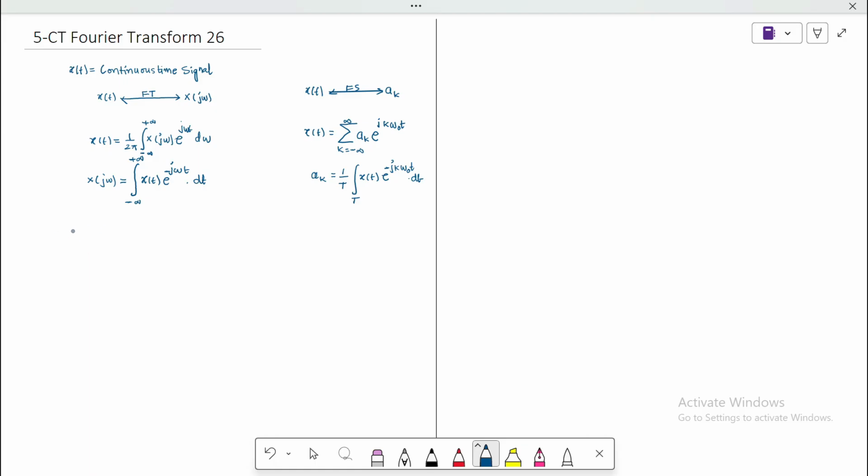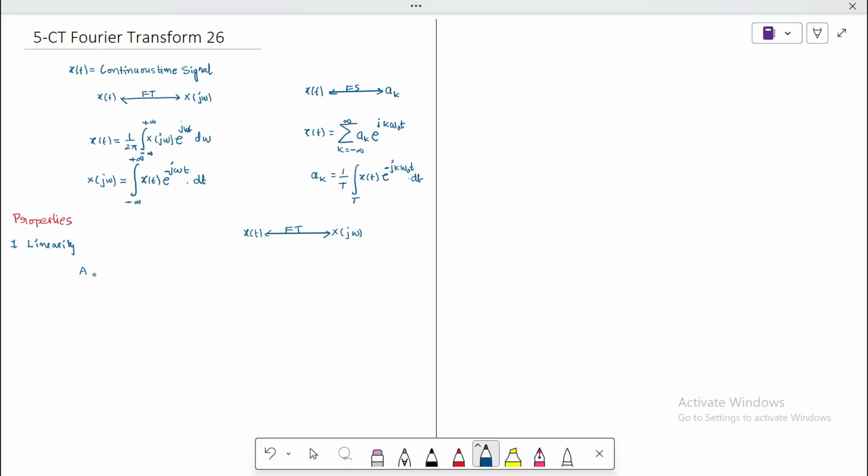So first of all, we have to finish the properties of the continuous Fourier transform. Then we go for the formulas. In one table, we will write. So the properties. It's a Fourier transform. So Fourier transform is x of j omega. For all properties, we are considering this as the reference.